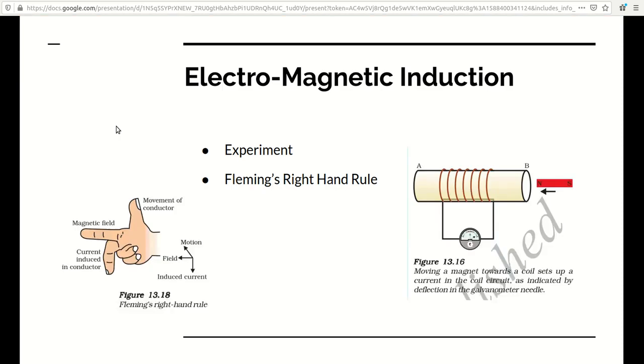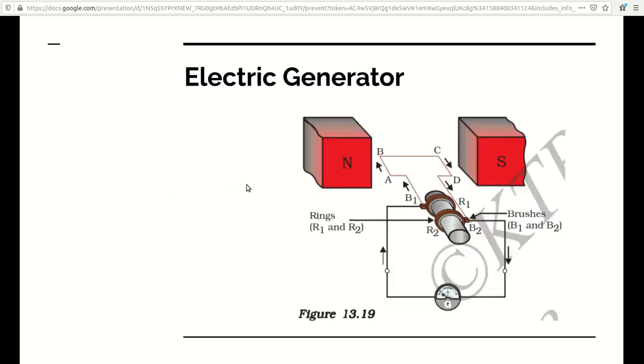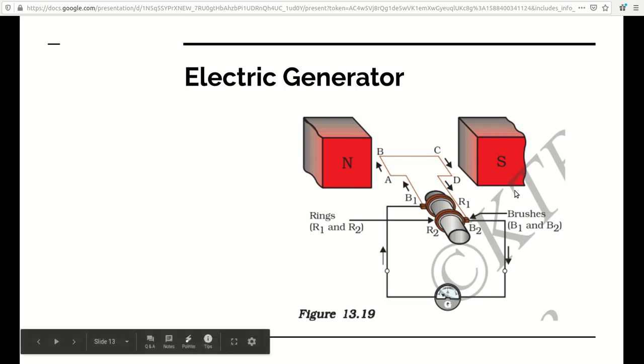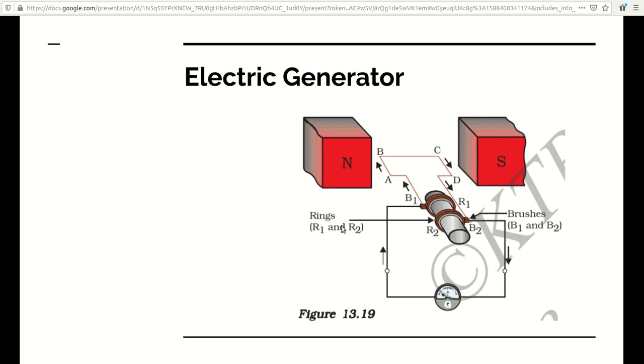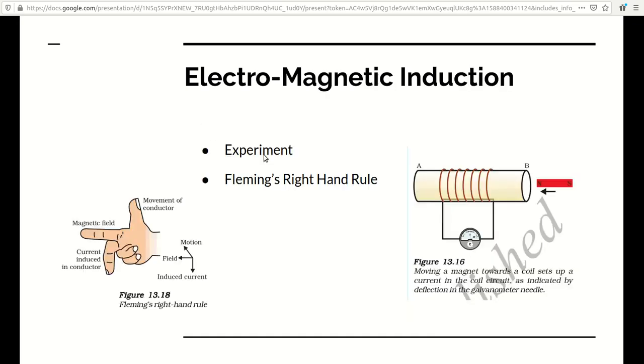Let's take a look. We are going to learn electromagnetic induction. We will see an experiment and we will also look at Fleming's right hand rule. And then we will look at an electric generator, how the electric generator works, because this is also very important. The working we will look at. So let's start with the experiment.